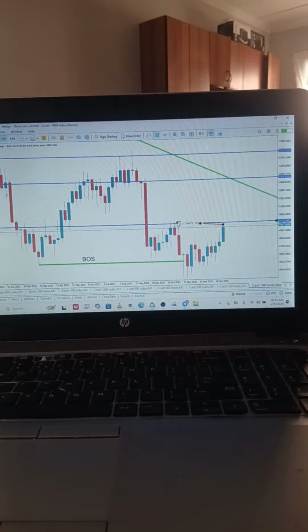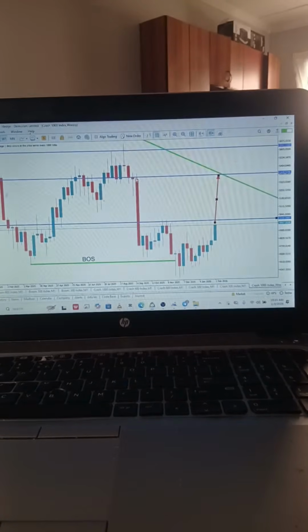If it breaks this level where we had the previous lower low here, it will now target this particular level here. And if you look at it closely, that's where we also have a supply zone, because we can see massive bearish candles, and we had an indecision candle, and after that we had a strong bearish candle. So here where price took a little bit of a pause, where we had the indecision candle, that's where we have the supply zone.